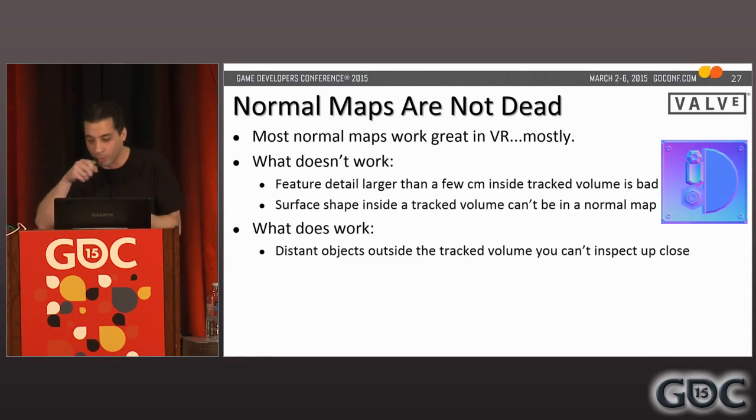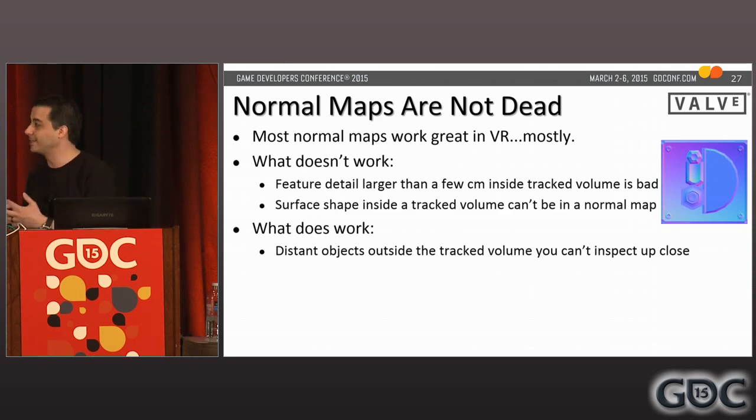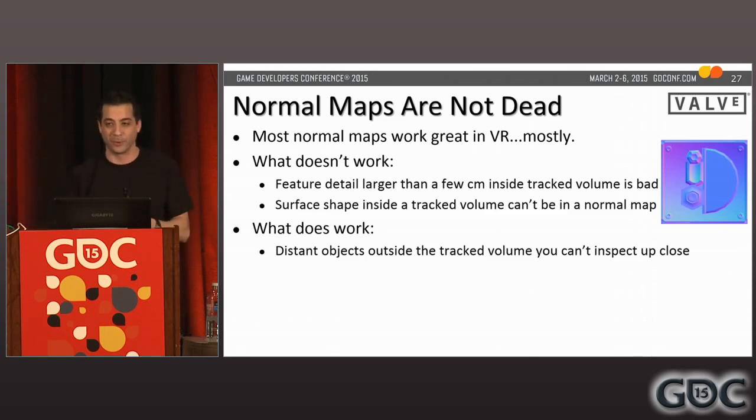You don't even have to get awkwardly close to something. You can just bring it to your face and look at it. So things in your tracked volume, you can't do this thing with, but things outside your tracked volume, you can absolutely bake normal maps. We do it all the time, and it works phenomenally well.